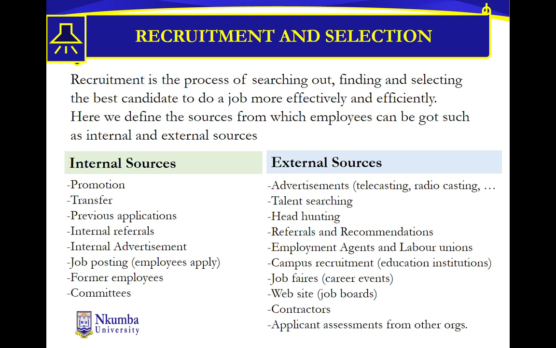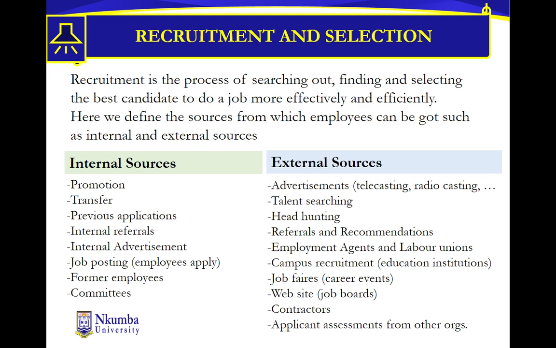The other is called the job posting, where employees internally apply for a job and they can be awarded those positions. You've seen some of the universities which, if they need a vice chancellor, they go out, they can advertise internally. Anybody who is interested in being a vice chancellor can apply. So that is job posting. A job posting is similar to internal advertisement, and when it is done, then that staff is said to have been promoted.